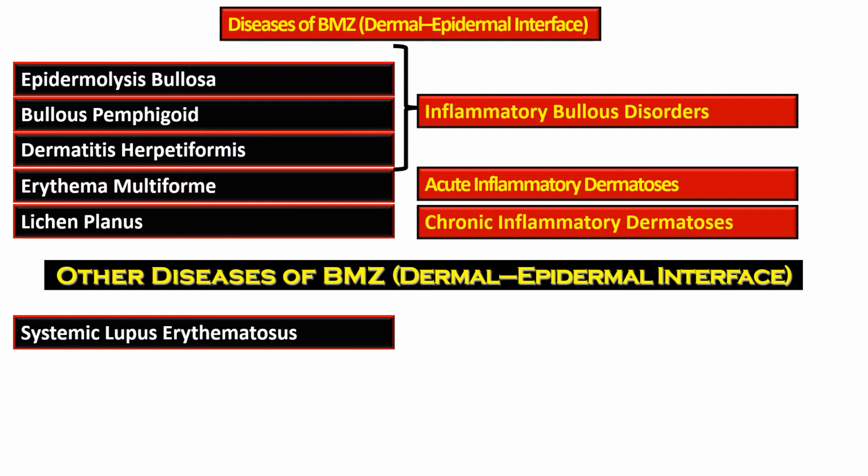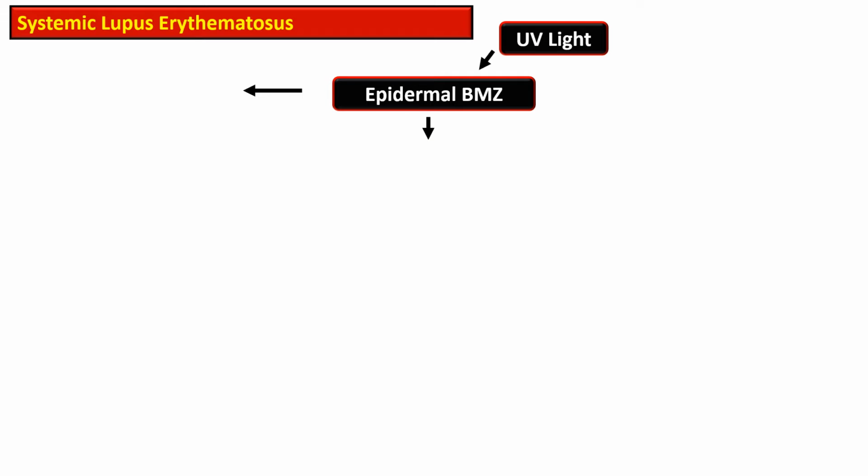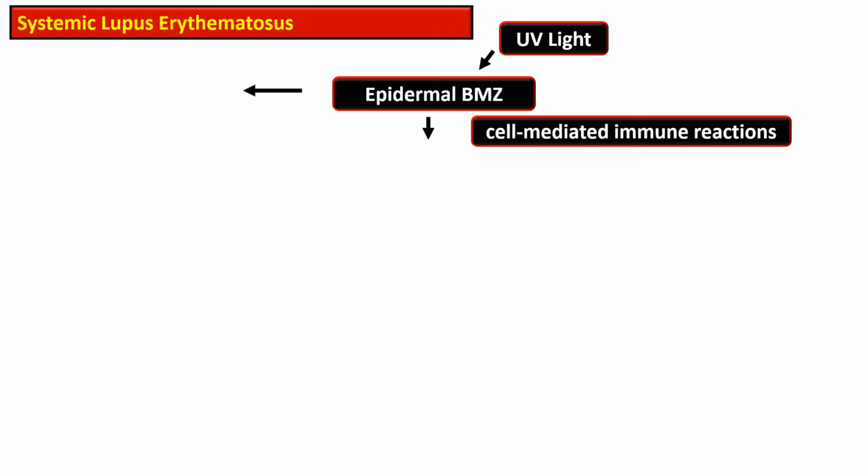The other disease of the basement membrane zone is systemic lupus erythematosus. Systemic lupus erythematosus is characterized by the presence of autoantibodies and immune complexes that are deposited in the skin. So in systemic lupus erythematosus, there is epidermal and basement membrane zone damage, and this is initiated by an exogenous stimulus or ultraviolet light, and it is sustained through cell-mediated immune reaction, and it results in injury in that area.